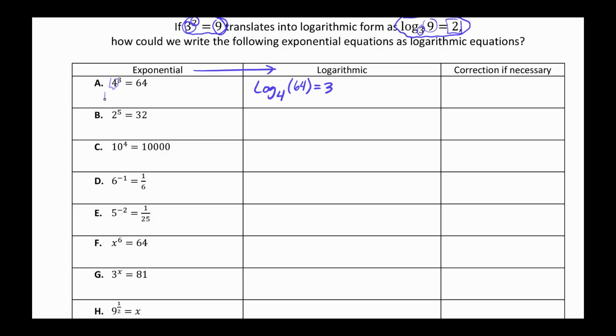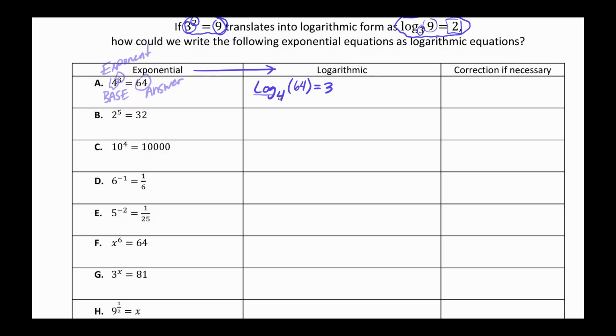In the original problem, 4 is the base. 3 is the exponent. And then 64 here, that's the answer, or the solution. When we go from exponential form to logarithmic form, things line up.